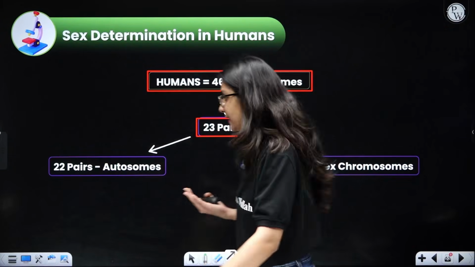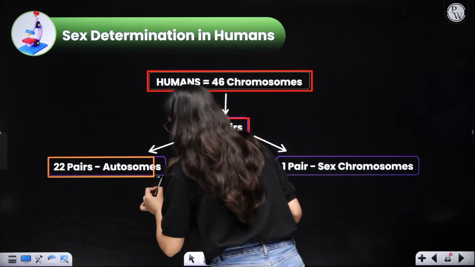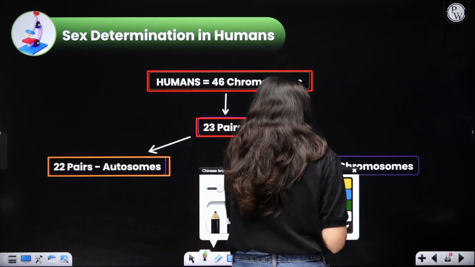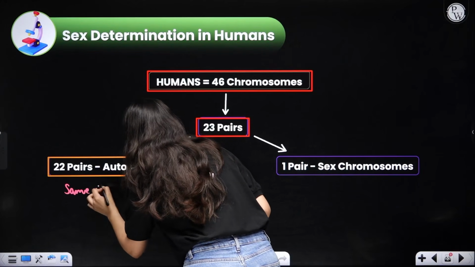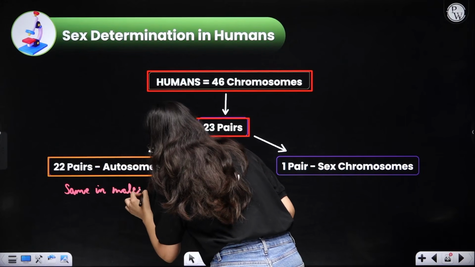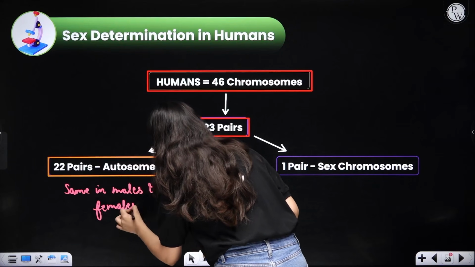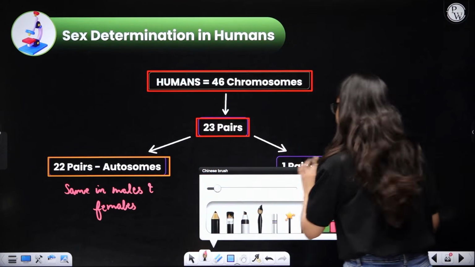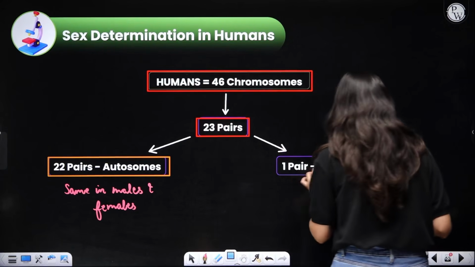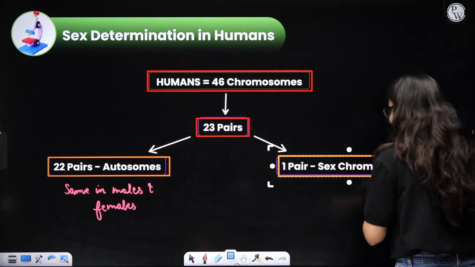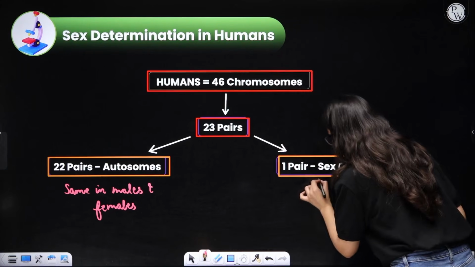I will repeat once again that in these 23 pairs, 22 pairs are called autosomes, which are the same in males and females. There is no difference, okay. Got my point? Now, the other remaining pair is called the sex chromosome, and this sex chromosome is actually determining the sex of the person. So, it is different in males and females.